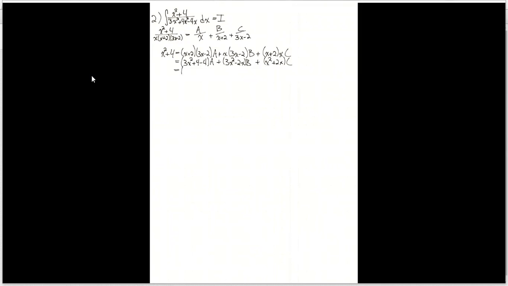For the x squareds, the first term gives us a 3a, the next one gives us a 3b, and then we only get one c from that last one. That's x squared. Now the coefficients for x are 4a minus 2b plus 2c. And then our constant term is just minus 4a. So now that gives us three equations for our system, right?